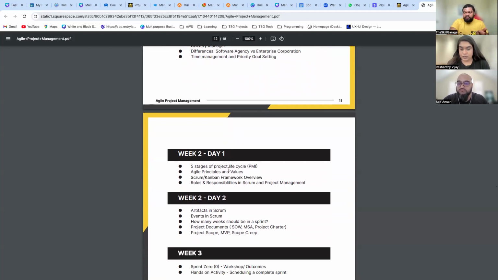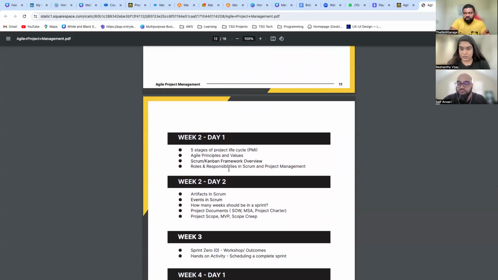The 5 stages of the project life cycle. We'll talk about the Agile principles, Scrum, and Kanban, which is what everybody's looking for. Check the job boards, check the job descriptions.